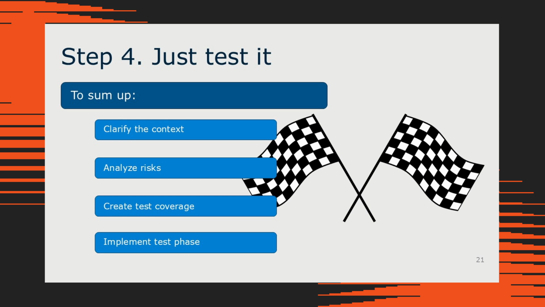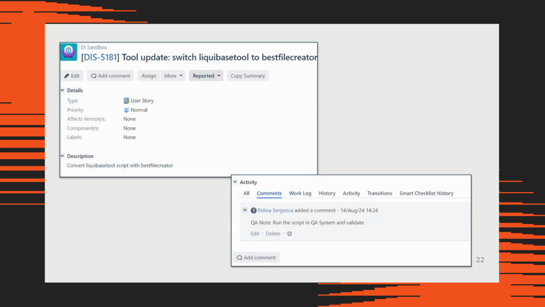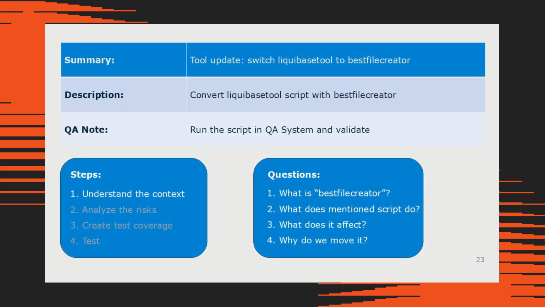How could you apply this list of actions in your life? I offer to go through real life examples and check how we go through all these actions. The first example sounds like: tool update, switch liquid-based tool to best file creator. How could we act here? Again, back to our list, understand the context. For me, actually, at first glance, I couldn't understand what exactly this ticket means, because I don't understand what a liquid-based tool or best file creator is.